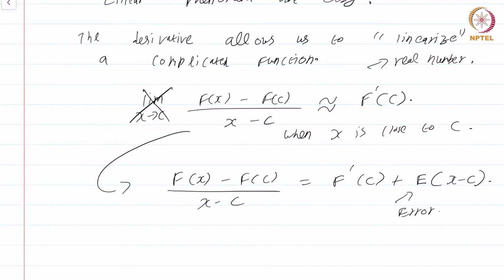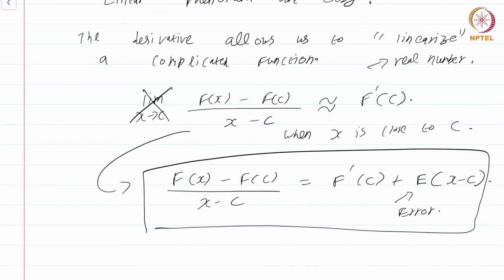Now note, this expression I could have written even if the function is not differentiable at the point c. I could have plugged in any number here, and I can still find an error term, right? I just take the error term to be the difference of this and this. So I can always write this even if the function is not differentiable. When the function is differentiable, something very special happens, and let's see what that is.